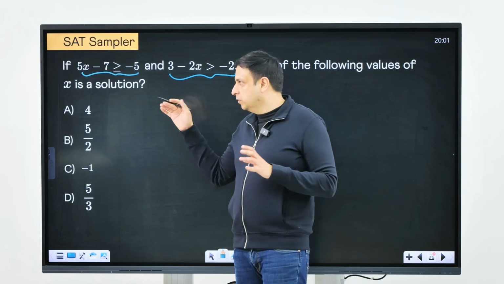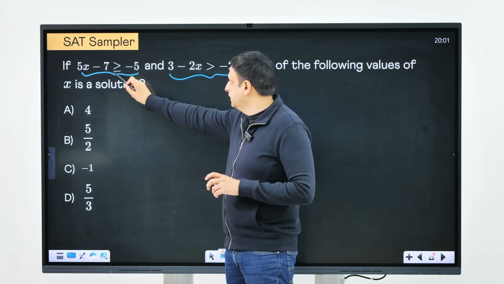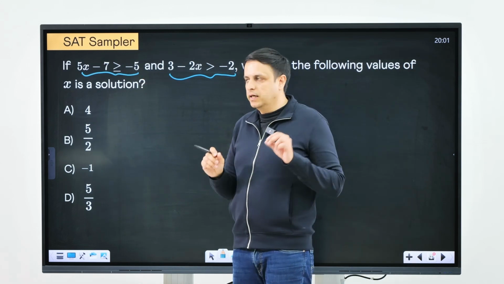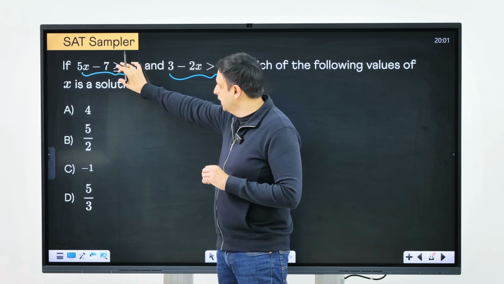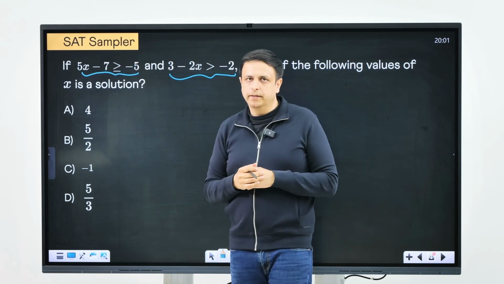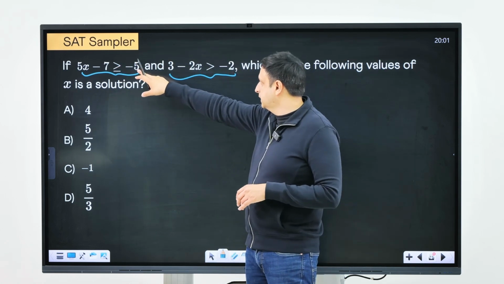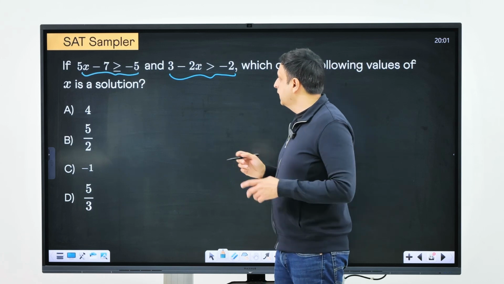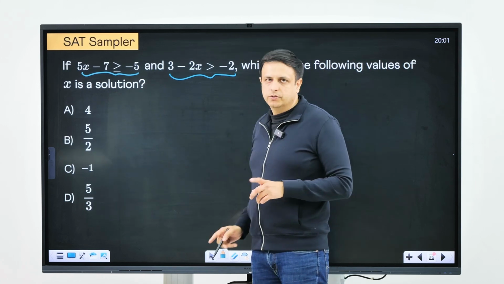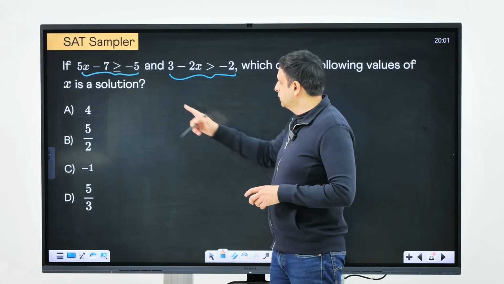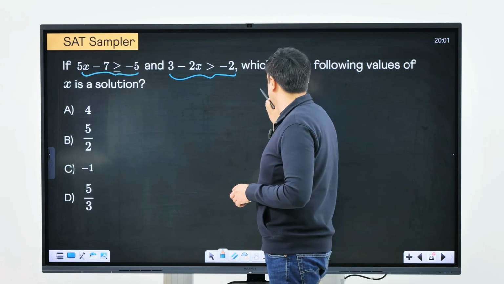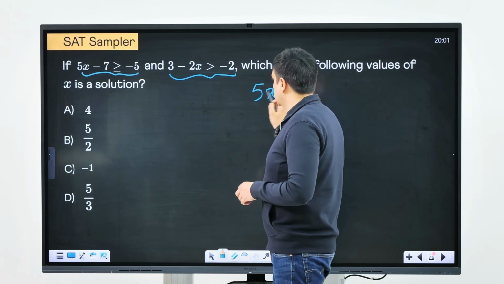And when we say a solution, we mean a solution to both this and this together. So a solution should satisfy both this inequality and this inequality. So let's find the solution sets of both these inequalities first, and then see which one of these values lies in both of them. So 5x minus 7 greater than or equal to negative 5.